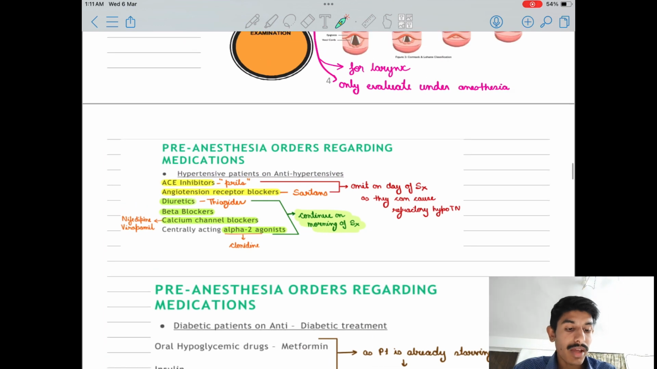And these 2 drugs have to be omitted, stopped on the day of surgery.